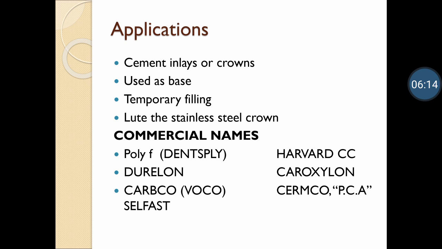Coming to the applications, it is majorly used as a luting agent and also as a base. It can be used for luting inlays or crowns. It is used as a base under metallic restorations. It has sufficient strength to withstand amalgam condensation. It can also be used for luting orthodontic brackets and pediatric stainless steel crowns. There are various commercial names for zinc polycarboxylate cement, that is Poly F, Dentsply, Duralon, Carboco, Harvard, Carboxylon, Sermoco.